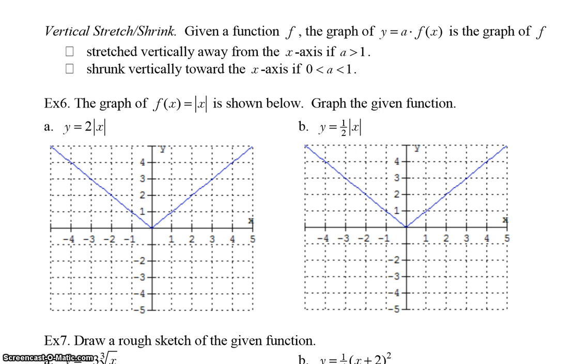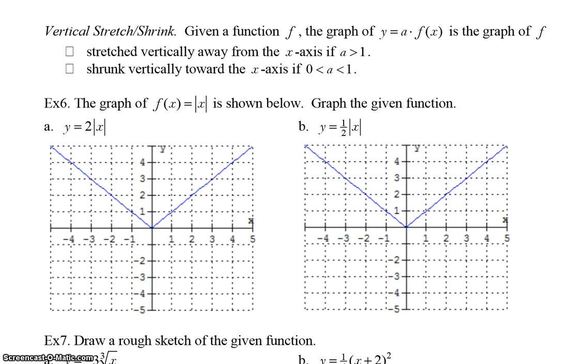We now turn to a couple of what are called non-rigid transformations, meaning that although the basic characteristics of the graph will be the same, the actual shape of the graph will change. And here we'll look at vertical stretches and shrinks of a graph. Given a function f, the graph of y equals a times f of x is the graph of f stretched vertically away from the x-axis if a is greater than 1, shrunk vertically towards the x-axis if a is less than 1 but greater than 0.